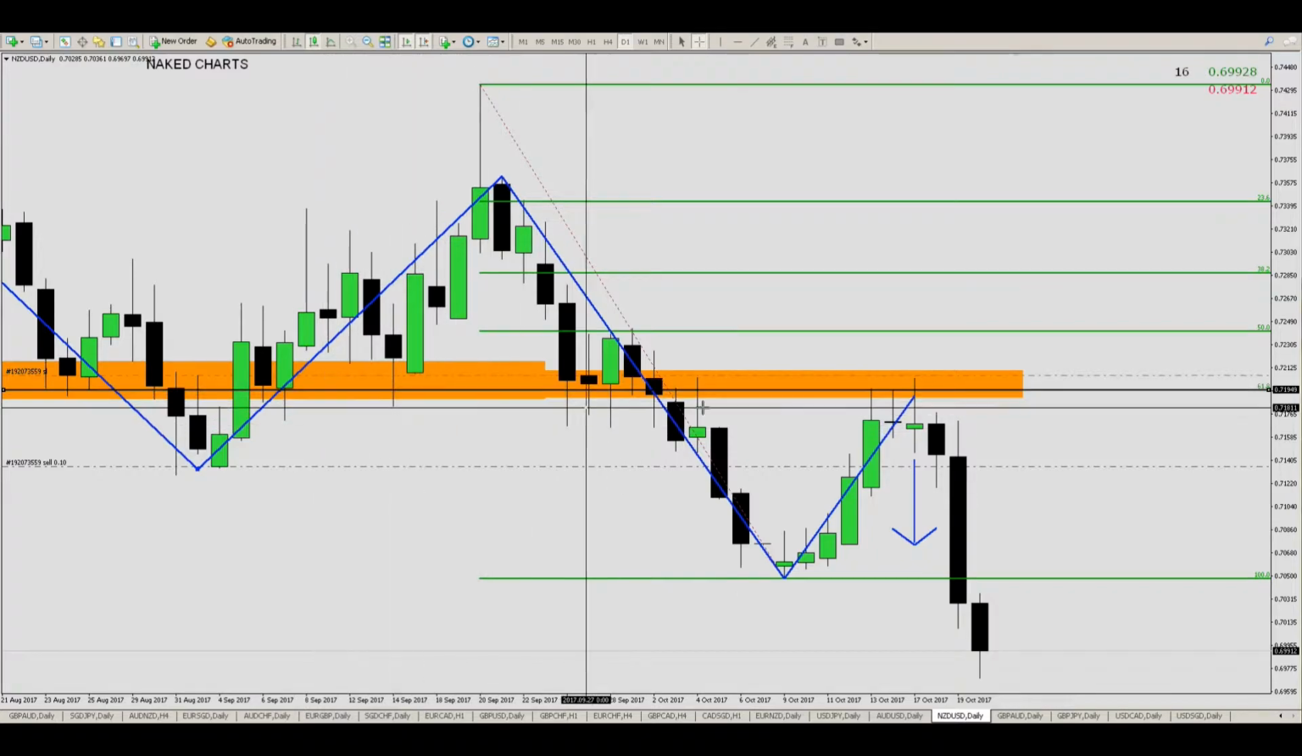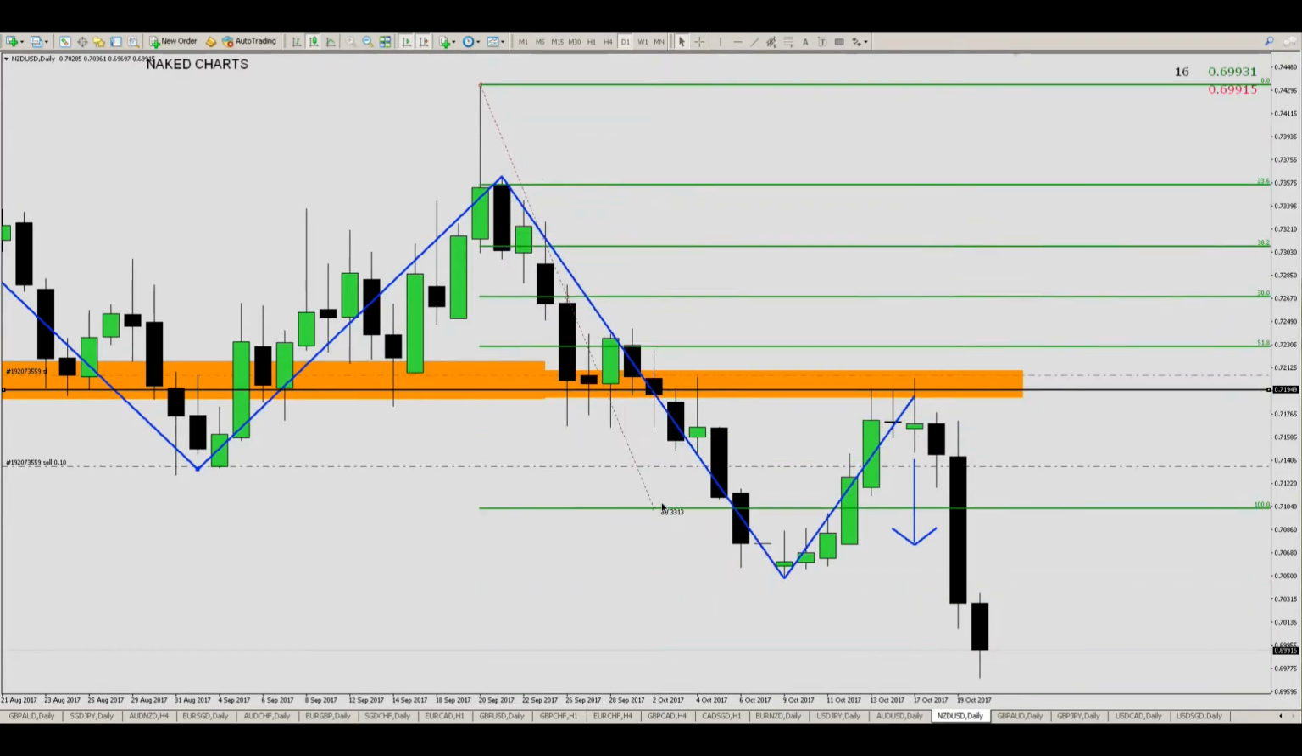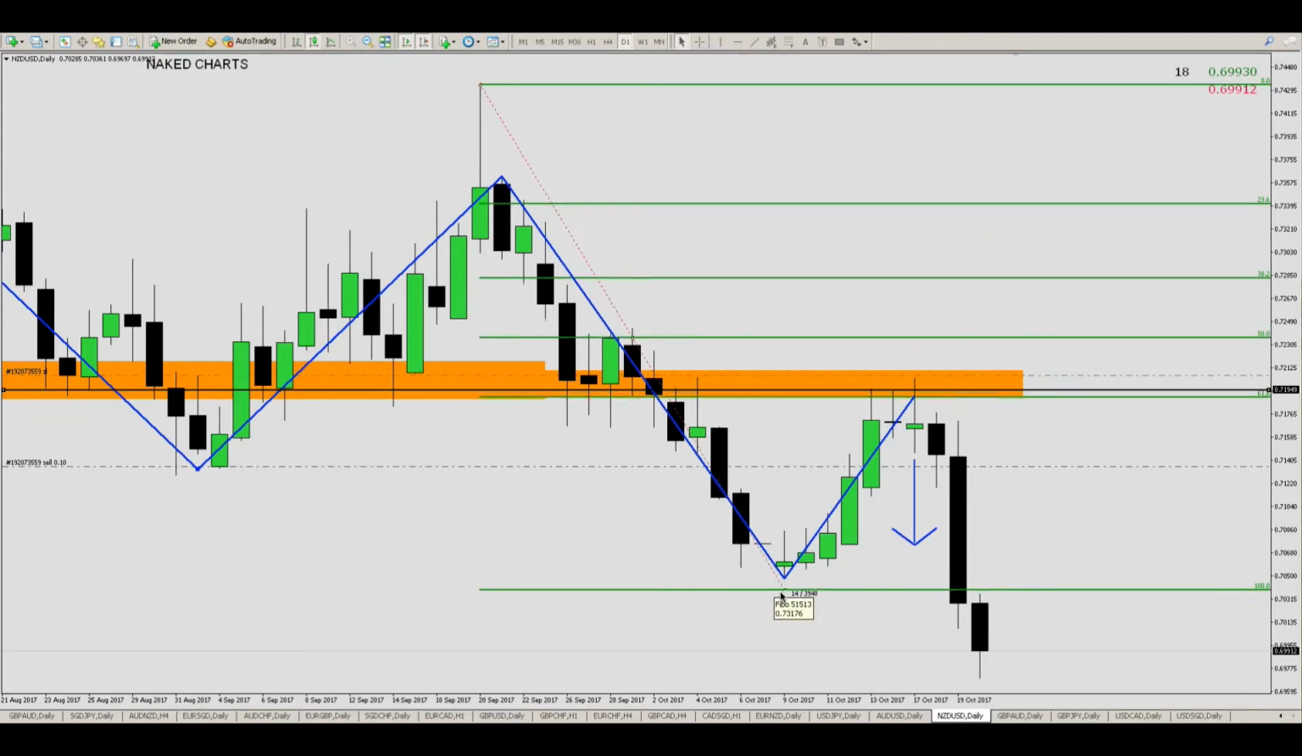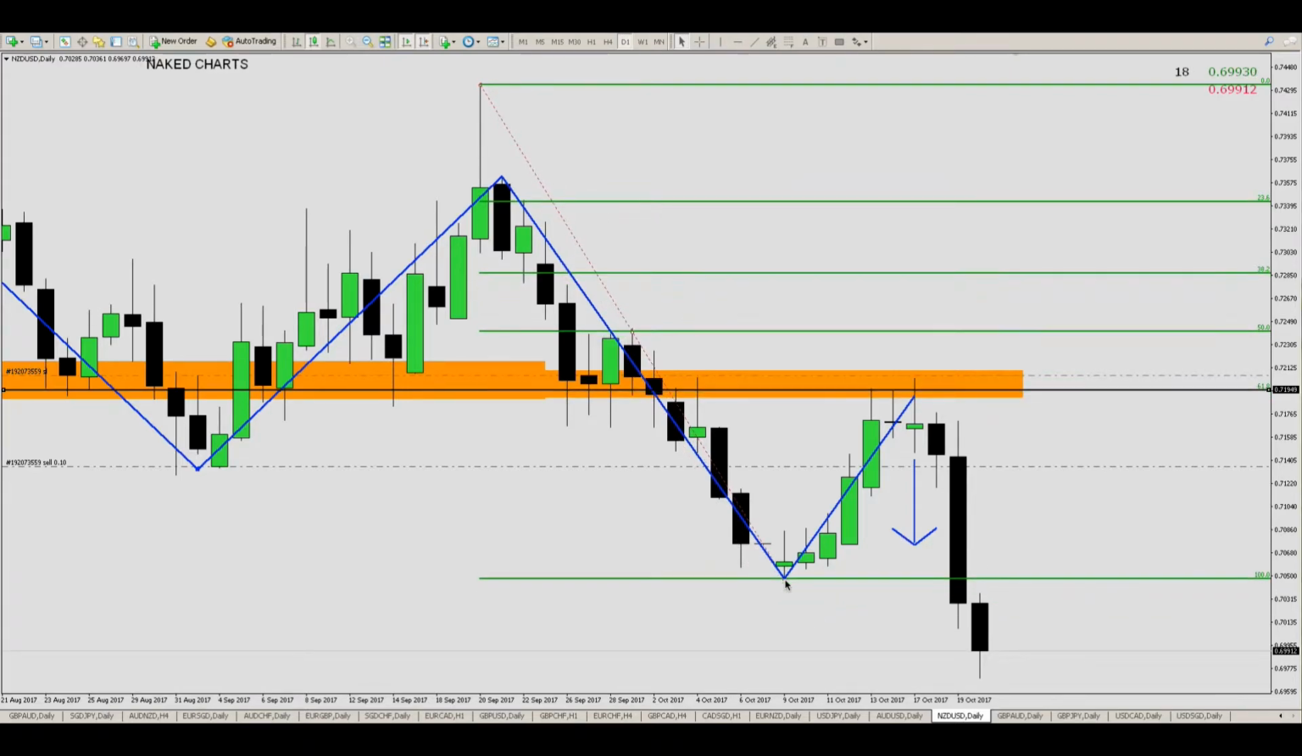Then I found out that the strong resistance here, from support, it broke and it became resistance. And I found out that the price, then I opened my Fibonacci retracement here. I opened it, I drew it, and I found out that the price was stuck at this 61.8 Fibonacci level. So I put my position here.